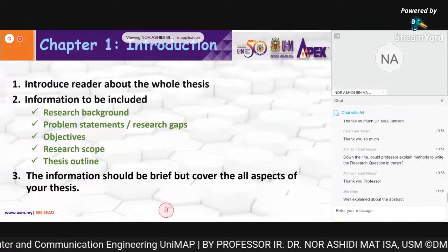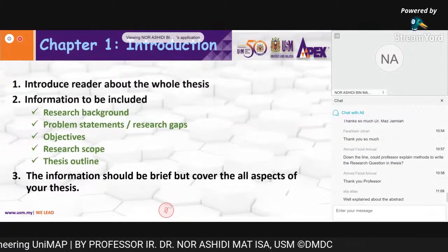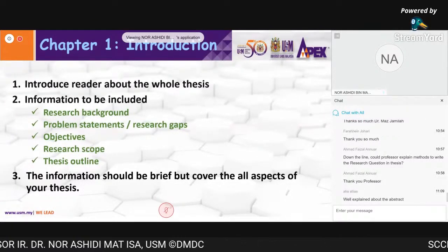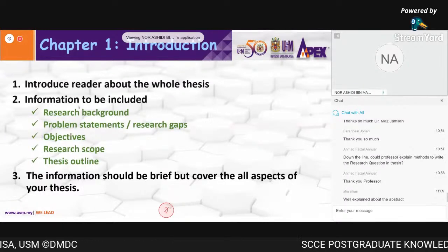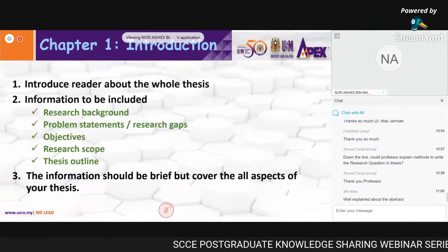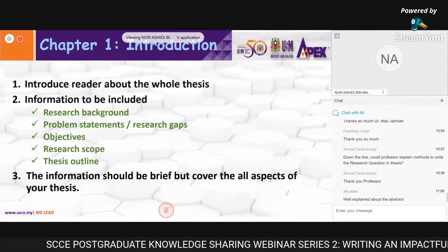You introduce yourself, you introduce your gadget. That one is in chapter 2. But now it's only you knock the door and you give salam. Okay, so this is what we call the research background here. So I try to give that kind of analogy. So I hope you understand.